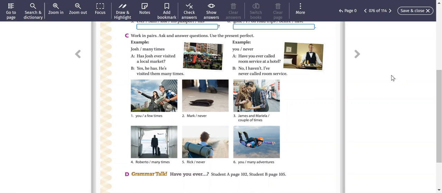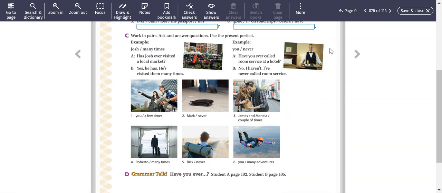So look at the picture and then make a question. Has Josh ever visited a local market? And then look at the cue and answer, yes, he has. He's visited them many times.